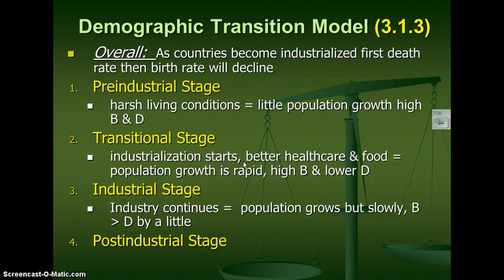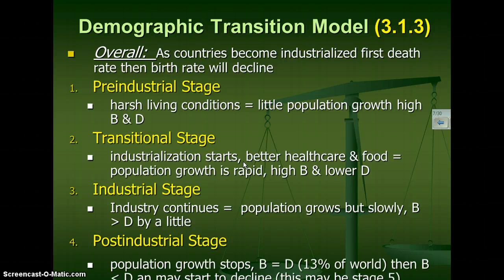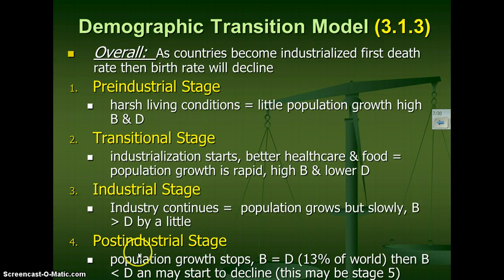The last stage is called post-industrial, where living conditions are now really nice, and overall, the population has gotten to zero population growth, if not even maybe negative growth. And so this would be zero population growth, which is about 13% of the world, where the births are equal to the deaths.